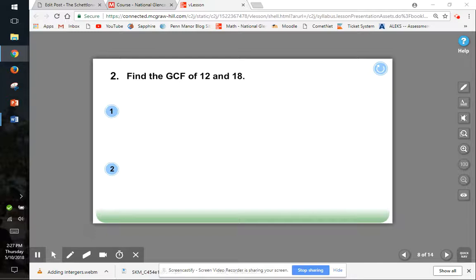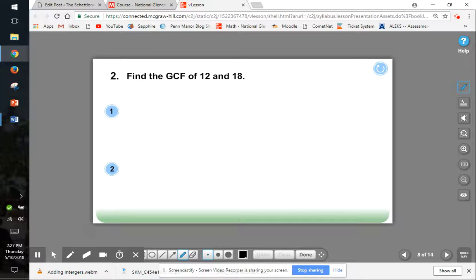Ladies and gentlemen, today we're talking about greatest common factor and least common multiple. And in sixth grade, we often confuse the two. So I'm going to take a moment here just to break down the two differences. Let's take a look at finding GCF, better known as greatest common factor, of 12 and 18.